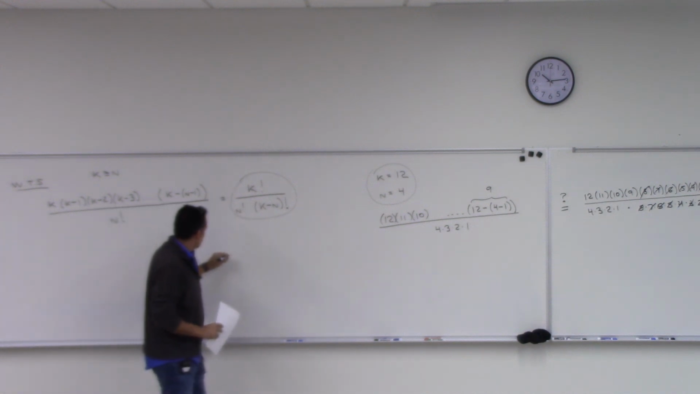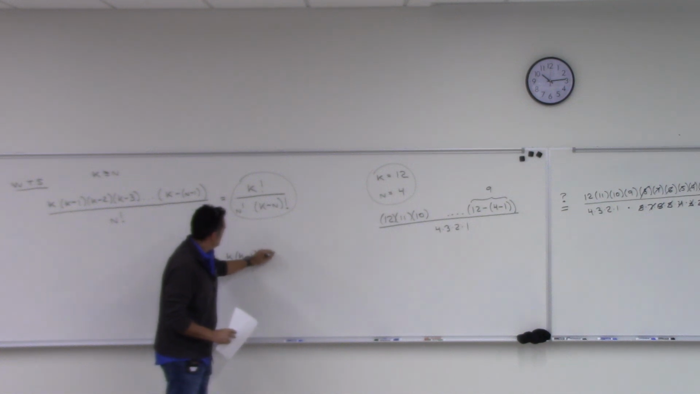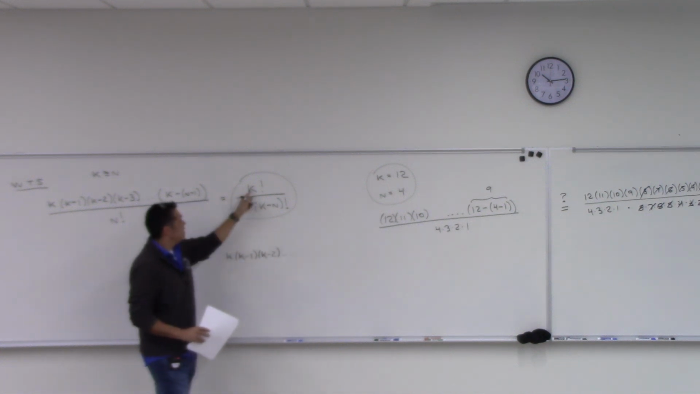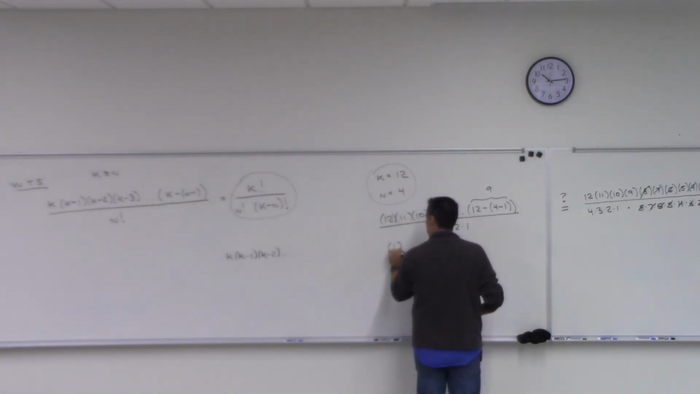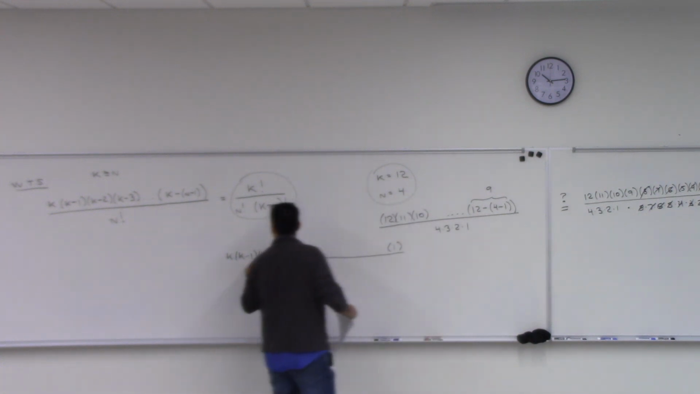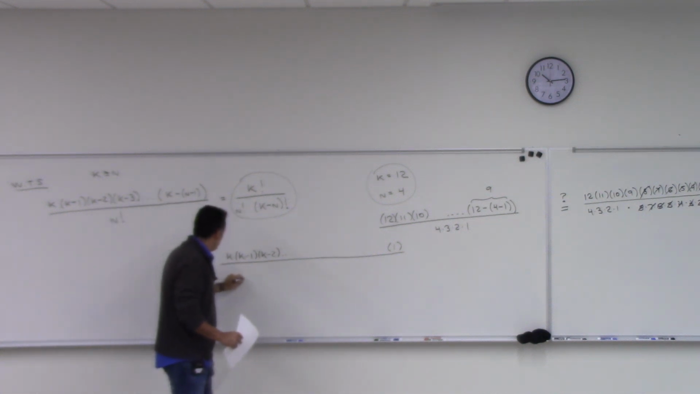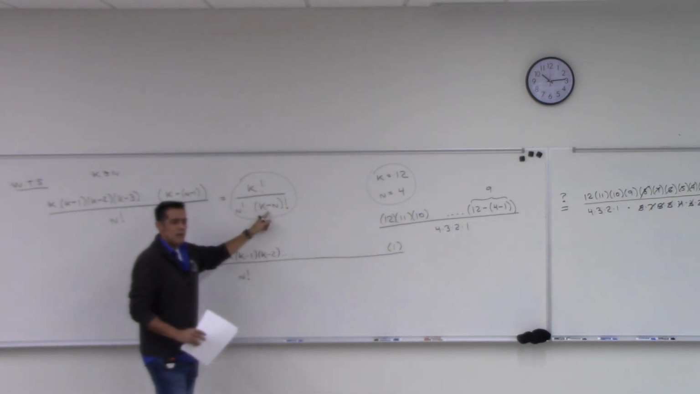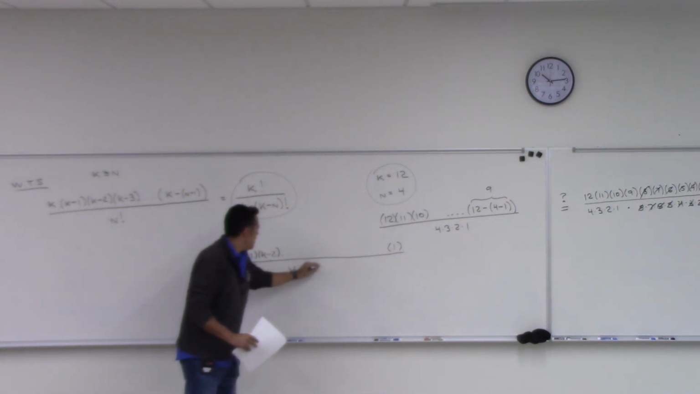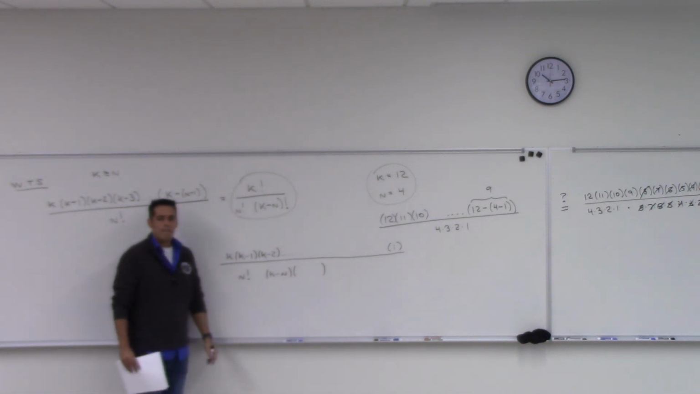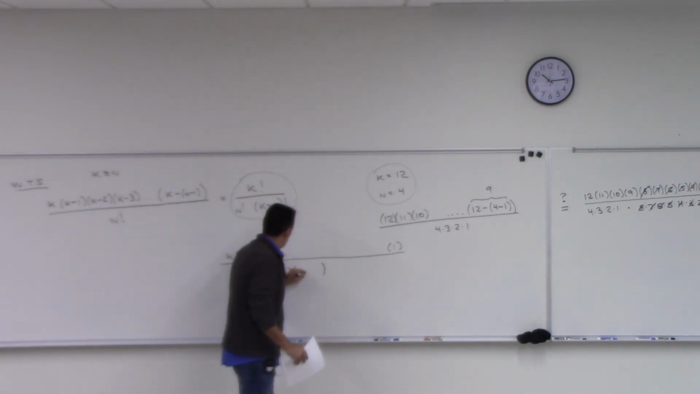The top, k factorial, is k times k minus 1, k minus 2, dot, dot, dot, and that goes all the way down to 1. That's the numerator. Then the bottom left corner is n factorial. And then this one, let's start writing this out. That's k minus n. What would the next one after that be? k minus n minus 1. Good.